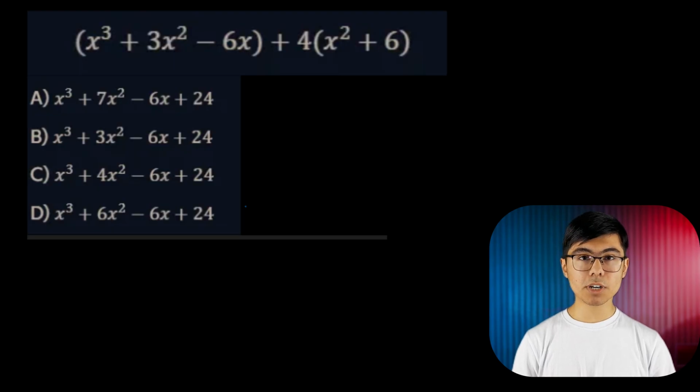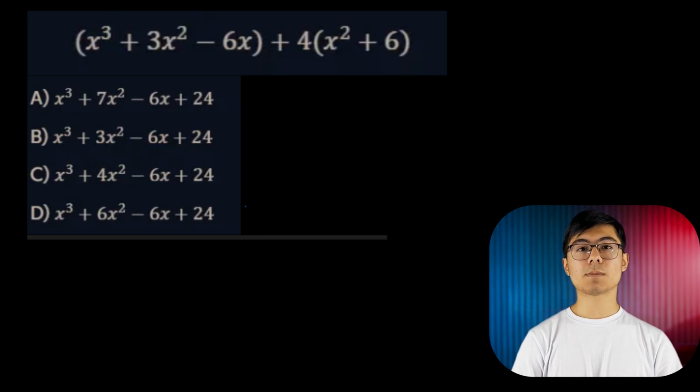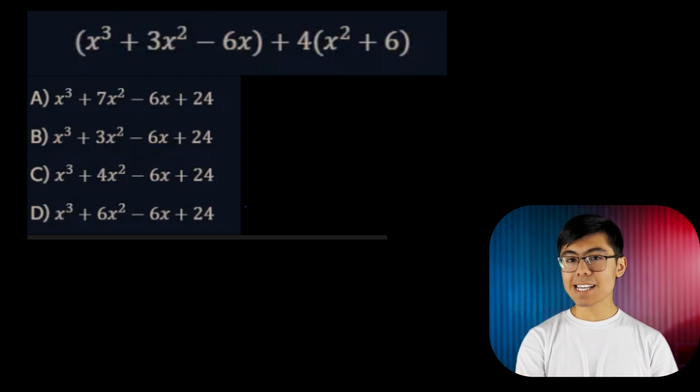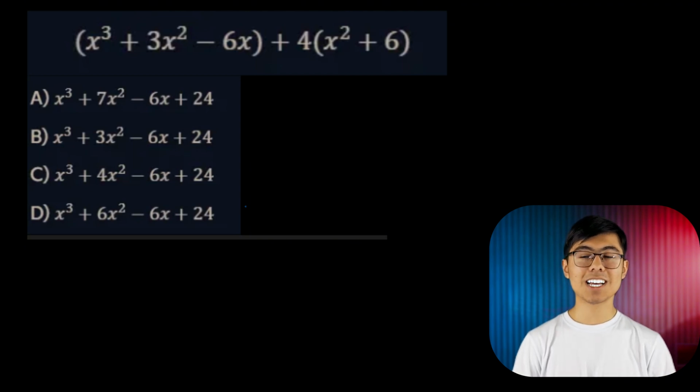Prediction number 5 for December 2024. Here's the problem. We've got the expression x to the power of 3 plus 3x squared minus 6x plus 4 multiplied by x squared plus 6. At first glance, this might sound like it's gonna take forever to figure things out. But don't worry, if you follow the right process, it's gonna be easy.